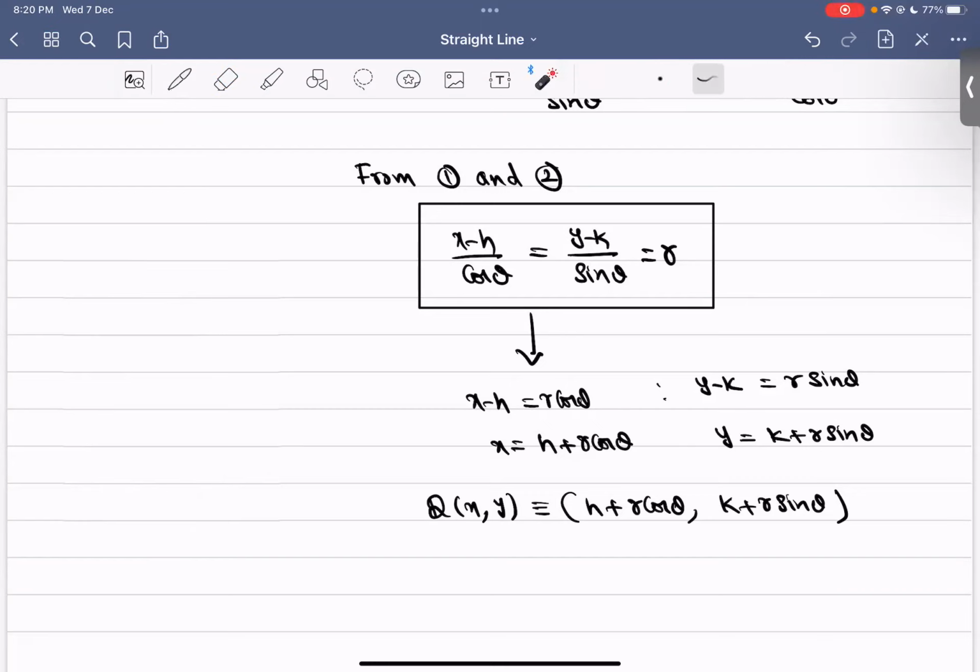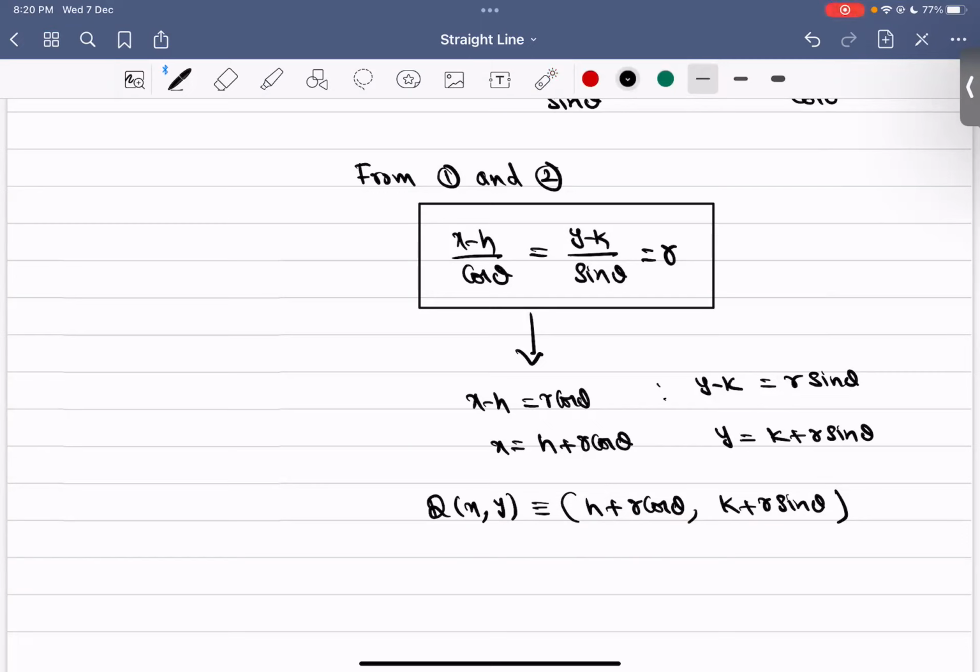Now any point on a line, a general point can be taken as what? h plus r cos theta, k plus r sin theta. Here this is the variable point. Why is it a variable point? Here h is fixed, theta is fixed, but r is variable. That's why, because of r, it's a variable point.